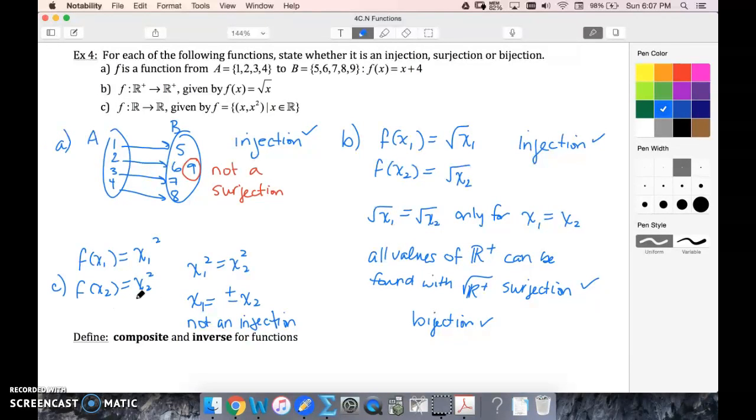All right, thinking over here with surjection, we're mapping from reals to reals, but f of x is equal to x squared. The output of x squared is only positive reals. Yeah? So that means that the range does not equal the codomain. So range not equal codomain, so not a surjection.